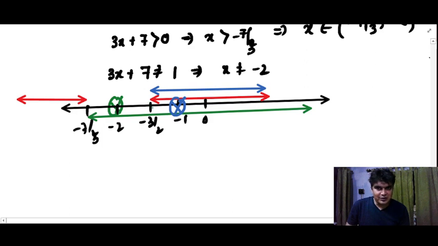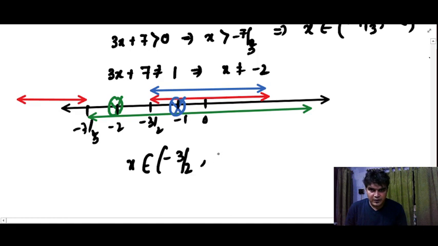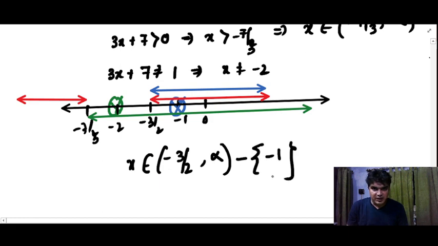The common portion is this one. X is greater than equals to minus 3 by 2 and x not equals to minus 1. So what is the interval of x? X belongs to minus 3 by 2 to plus infinity, but x cannot be equals to minus 1. So this is giving me the domain for that expression, right? So what it is giving me? The domain of the expression.